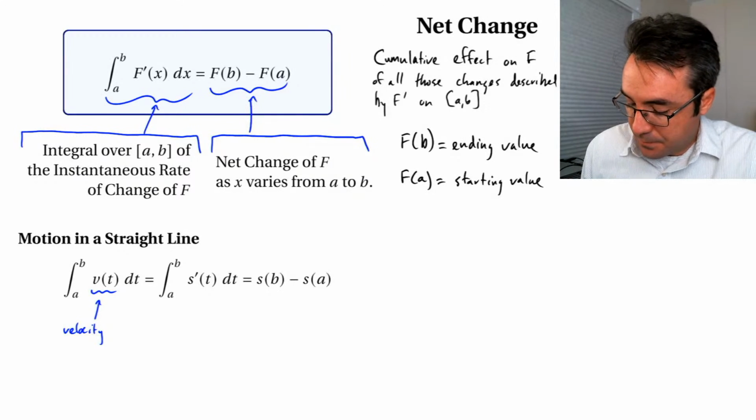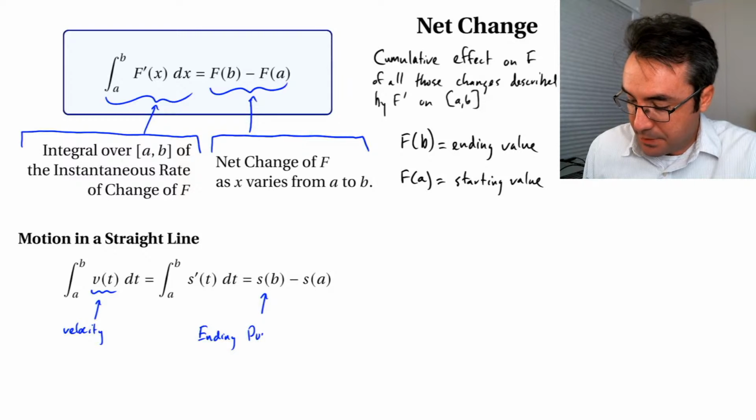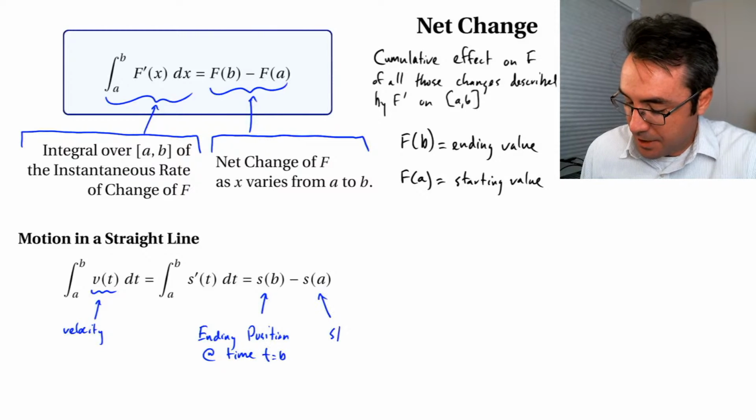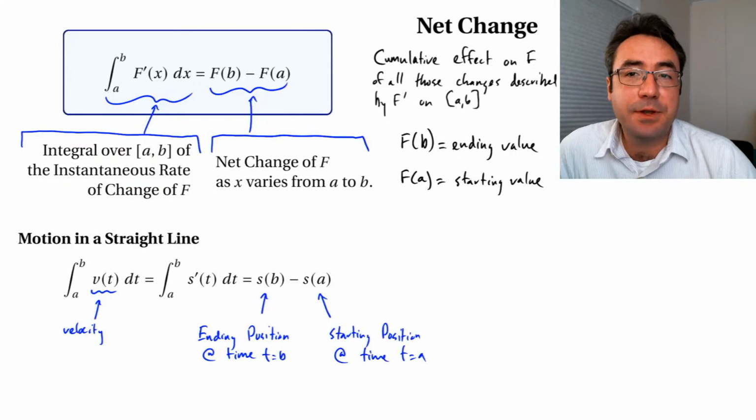So we can think of s of b as our ending position at time t equals b. S of a is our starting position at time t equals a. And we're looking at their difference.